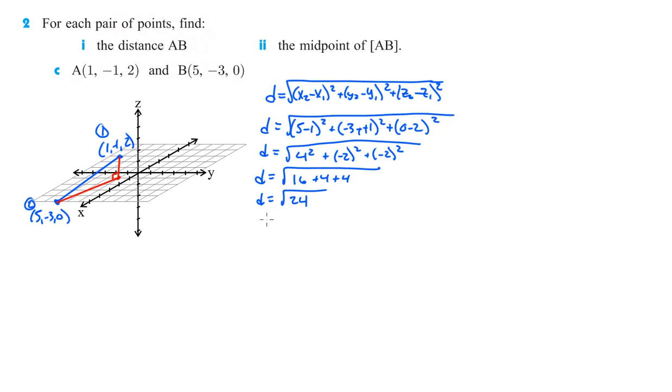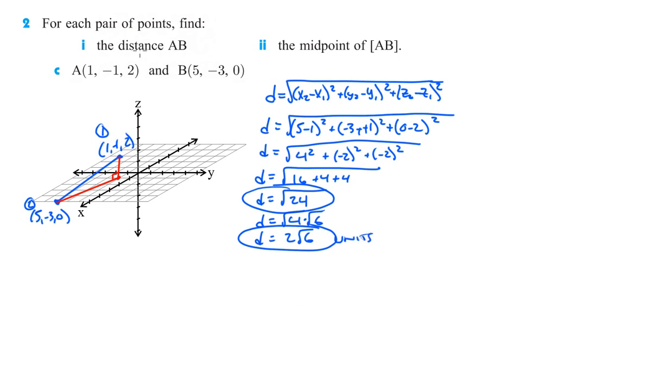Or we can simplify it also. So the square root of 24 is square root of 4 times square root of 6, right? So that is going to be 2 root 6. I'm probably feeling pretty good if you got square root of 24, but 2 root 6 is a little bit better answer. And then I guess this would be units, right?